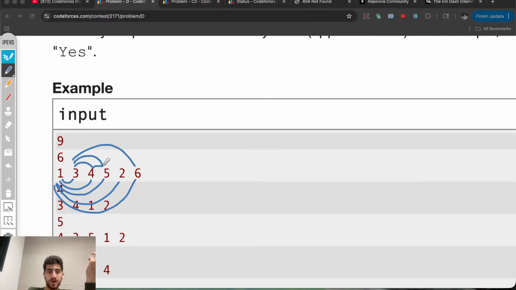And then 4 and 5 are good pairs. 4 and 6 are good pairs. 5 and 6 are good pairs. 2 and 6 are good pairs. If I just create these good pairs, I draw these good pairs.